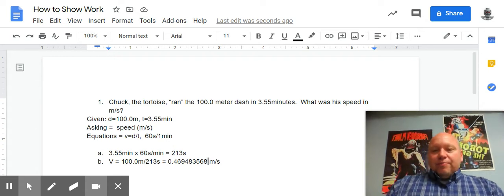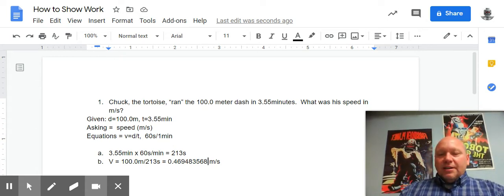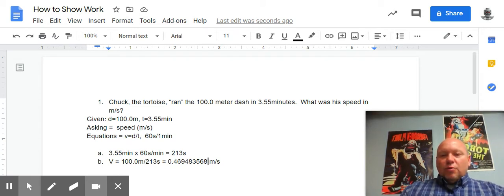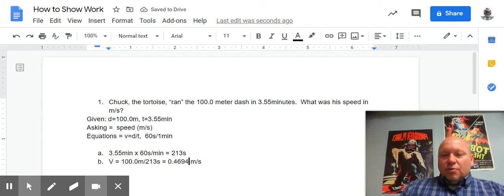So we have 4 sig figs in 100 meters, 3 sig figs in 213 seconds. So we go with the fewest, that's 3 sig figs. So we have to round this down to 3 sig figs. So the 4 does not round the 9 up to the next, so boom. 0.469 meters per second. Now let's check it for common sense.